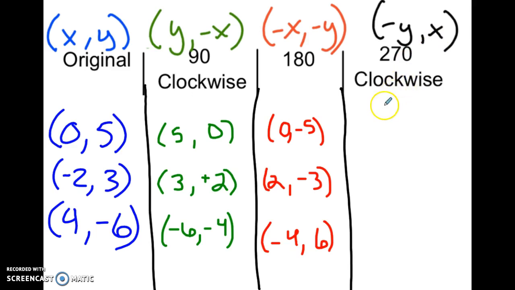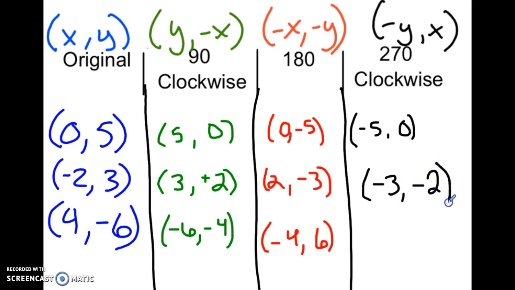For 270 clockwise, we're going to flip-flop them again, and then that first piece flips signs. So 0, 5 is going to flip-flop and become 5, 0. And now the first piece changes signs. So instead of positive 5, it's negative. Negative 2, 3 is going to flip-flop, and the first thing's going to flip sign, so that's going to be negative 3, negative 2. 4, negative 6 is going to flip-flop, and that's going to become a positive 6 when we change that sign. 6, 4.